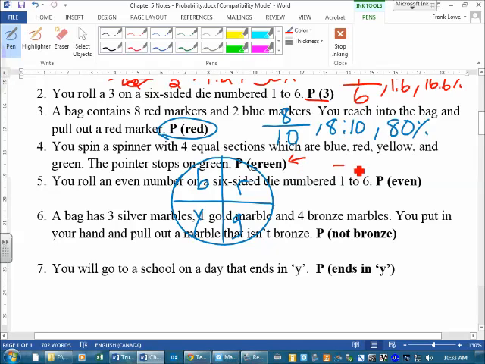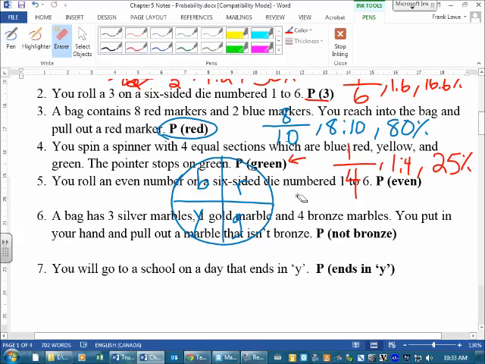So again, what's your fraction? What are the total number of possibilities when you spin that spinner? Blue, red, yellow, green. There's 4 of them, right? And what is the probability that you're going to land on green? That's 1 of those 4. So it's 1 out of 4. That is, as a ratio, and as a percent, 1/4 is 25%.